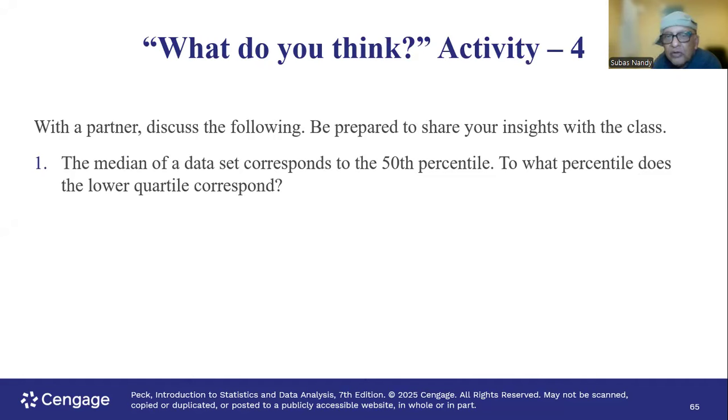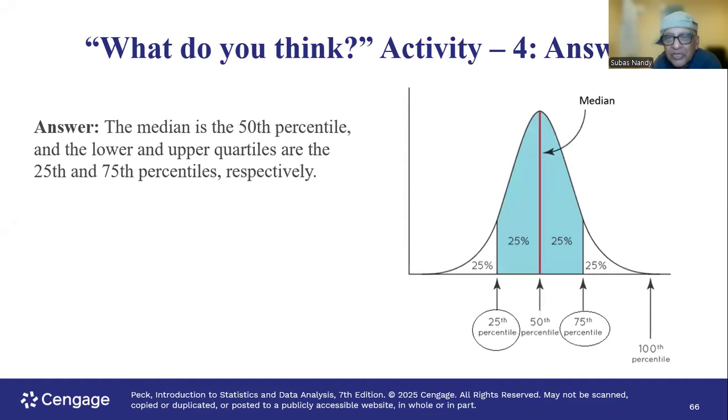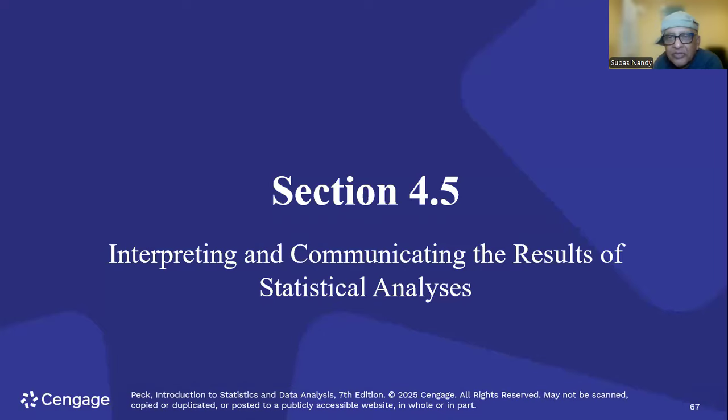Lower quartile corresponds to the 25th percentile, 25% of the numbers are below it. Okay. Median is the 50th percentile, Q1 is the 25th percentile, and Q3 is the 75th percentile. 75% of the numbers are below it, 25% above it.